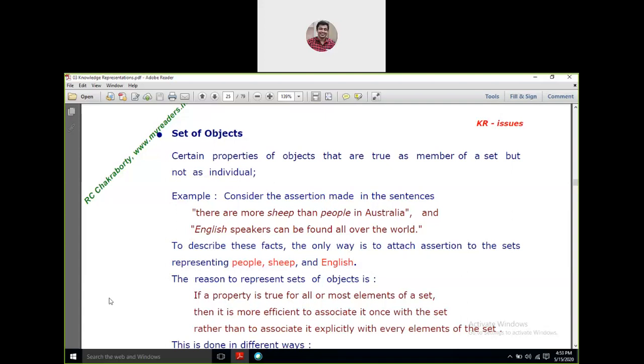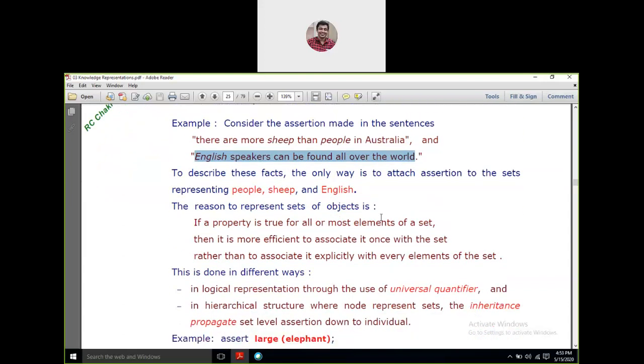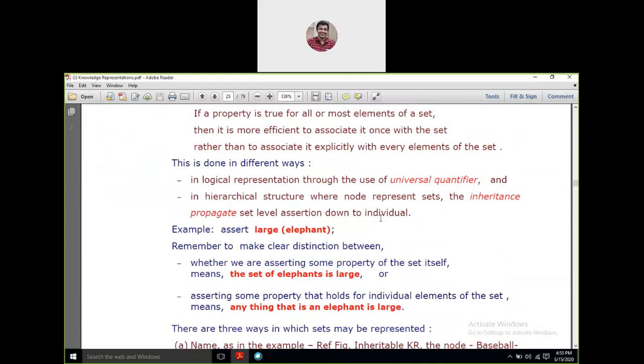So these kinds of assertions can be seen here. Like there are more ships than people in Australia. It's not talking about a particular ship, right? It's talking about the whole flock or the whole class of ships, compared with the people residing in a country called Australia. The English speakers can be found all over the world. A more specific example of this is here.